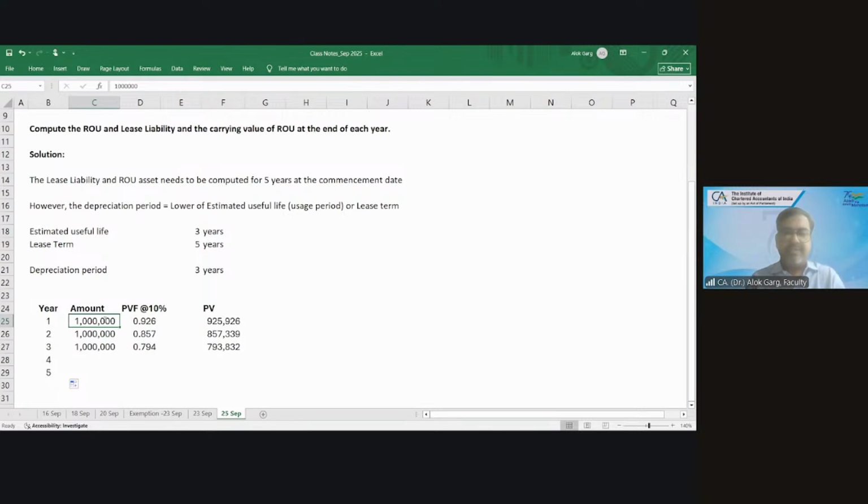The simplest is 10%, right? Yes, sir. What is your lease payment? 1 lakh. So 5 year or 3 year? Whether I should do this for 5 years? Yes, the payment is for 5 years. Payment to be done for 5 years, but we will depreciate only for 3 years. Very good.